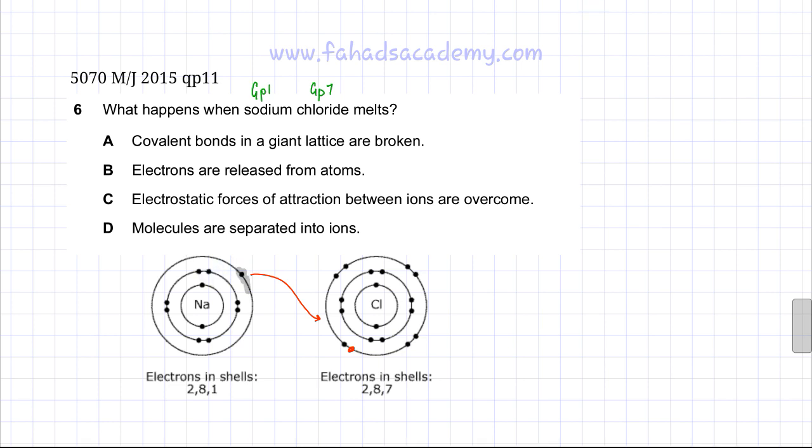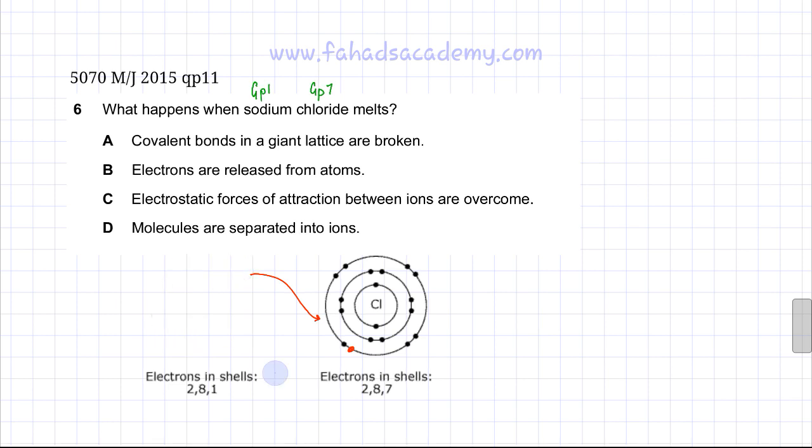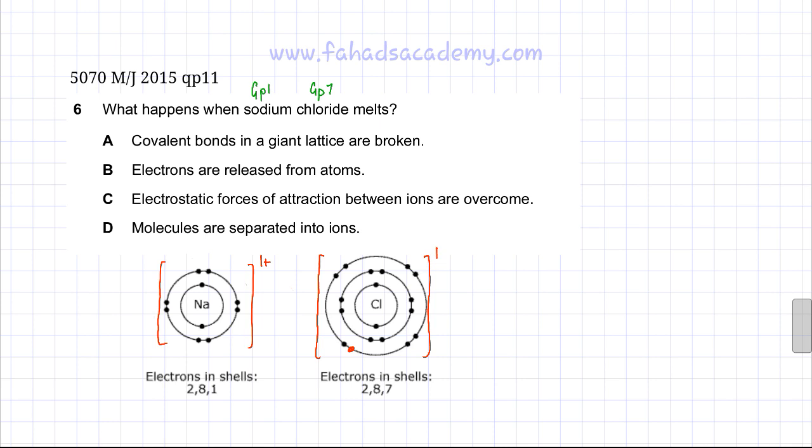So let's remove this outer shell. This electron is now lost, and that electron is now with chlorine. So chlorine gains an electron. So let's rub this out now, and let's draw the final configuration. Sodium, because it's losing electrons, is going to have a charge of 1+. Whereas chlorine, because it's gaining electrons, is going to have a negative charge. It has one extra electron now, so it's going to have a charge of 1-.